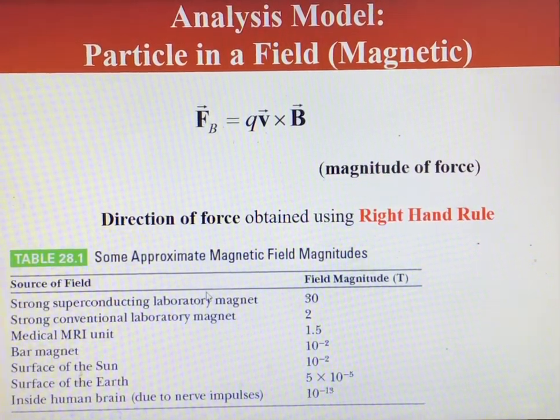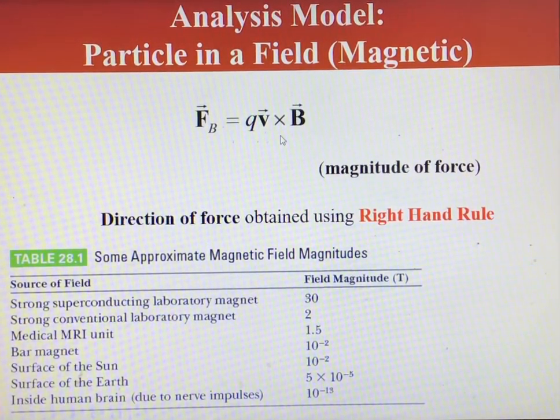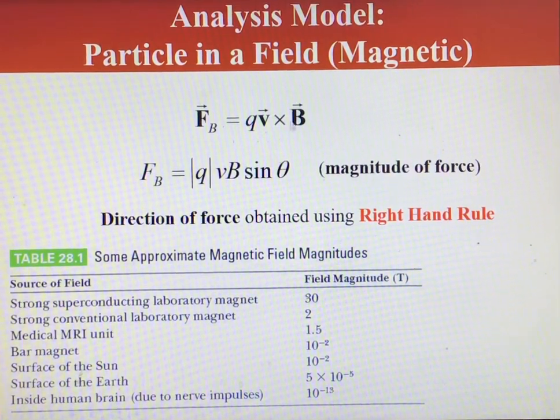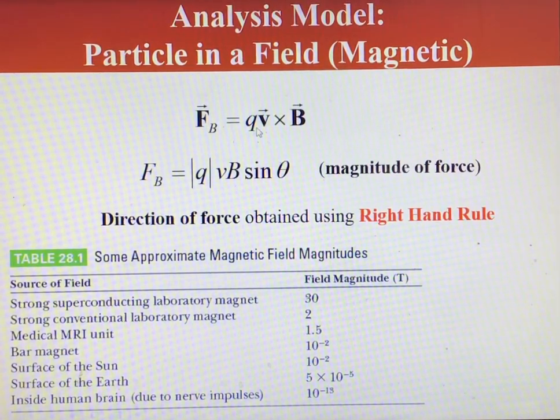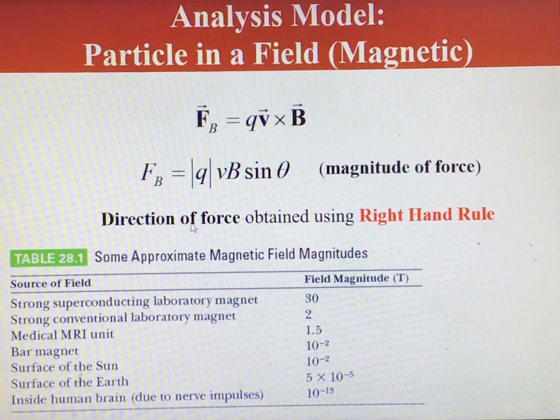All right. So now we're going to look at this example here. If you take the cross product of two vectors, v cross B, then the magnitude can be written like this. It's the magnitude of the charge times the velocity times the B field times the sine of the angle, where the angle is the angle between the velocity vector and the magnetic field vector. So we can use this equation to get the magnitude of the force, and then we can use the right-hand rule to get the direction of the force.